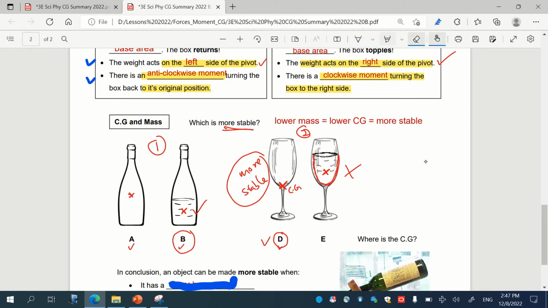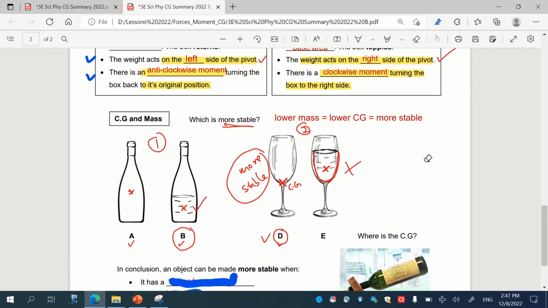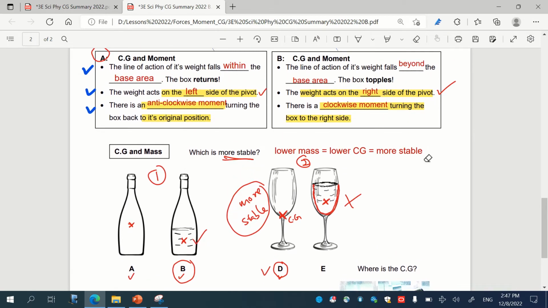Lower mass. Okay, hold on. Okay, let's look at this. Lower mass means lower CG. Allow me to correct that a little bit. Lowering the mass by adding mass at the bottom. Okay, allow me to correct this language, sorry, this mistake here.